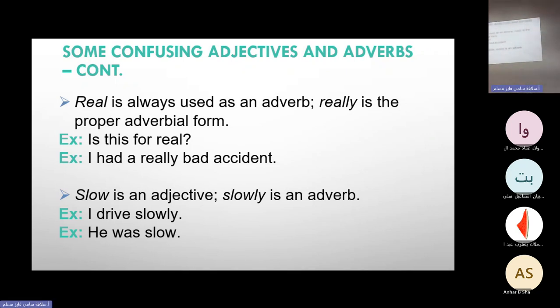Slow is an adjective. Slowly is an adverb. Memorize these. You can't work as good editors if you don't know them by heart. Okay? So when the word slow comes, I immediately know it's an adjective. When the word slowly comes, I must know it's an adverb. Okay? So I drive slowly. He was slow. Okay?